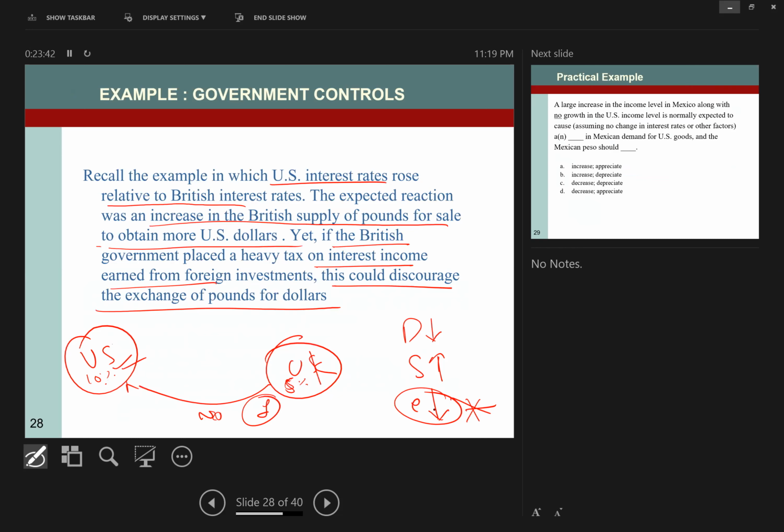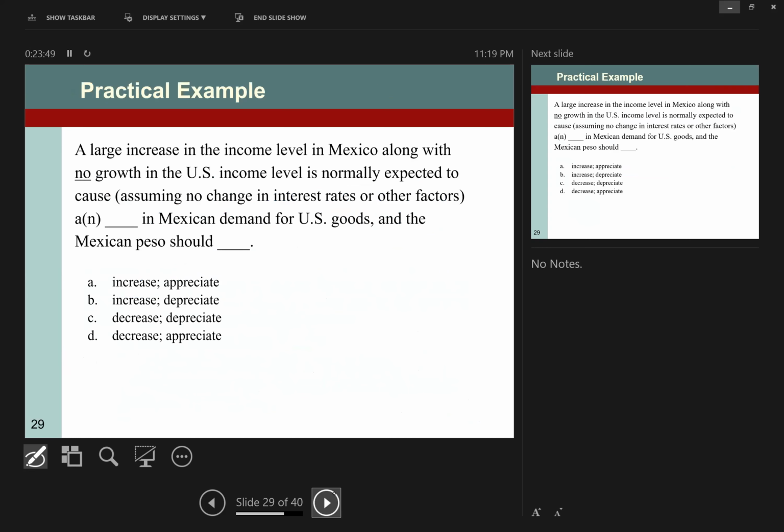So if you understand this, please answer this question. Here we go. Let me read that. A large increase in income level in Mexico, along with no growth in the US income level, is normally expected to cause, assuming no change in interest rate or other factors, Mexican demand for US goods and Mexican peso should. What is the answer?